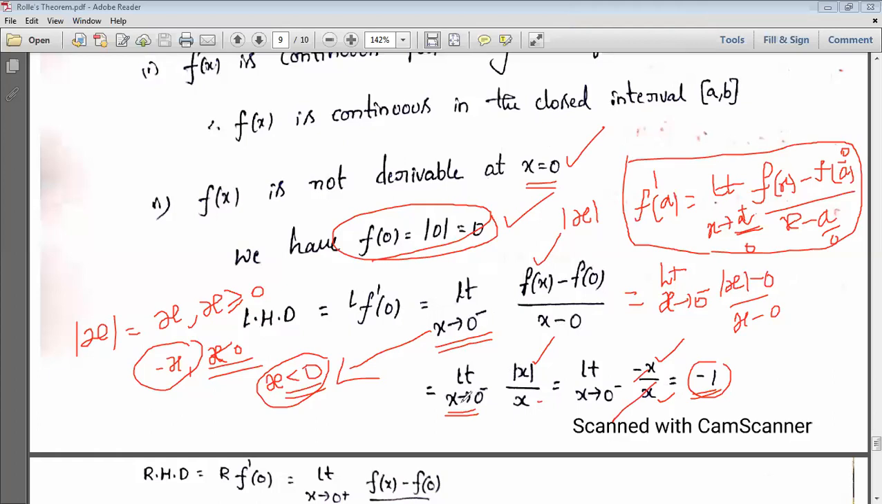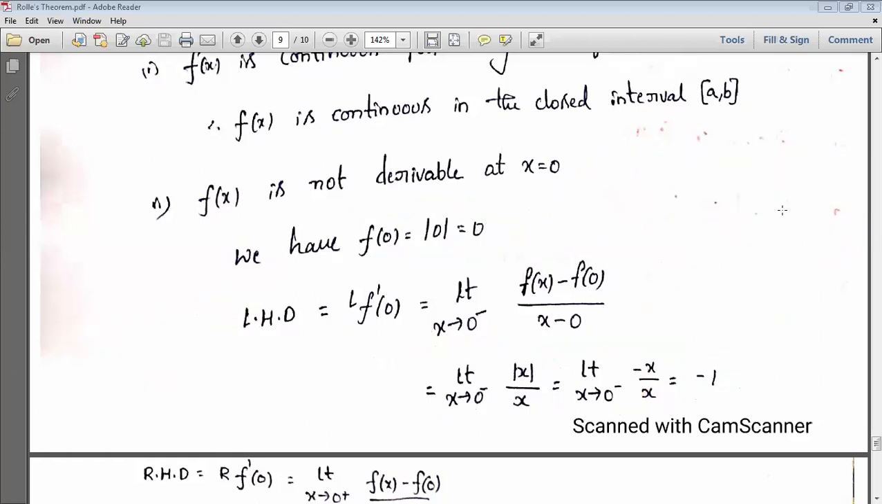But if you observe this, x tends to 0 minus is nothing but x less than 0. So x less than 0 is nothing but, here it is having minus x. Okay, so mod x is equal to minus x. That's why I substituted in place of mod x as minus x. I got it as minus 1. In the same way, you can calculate for right hand derivative.